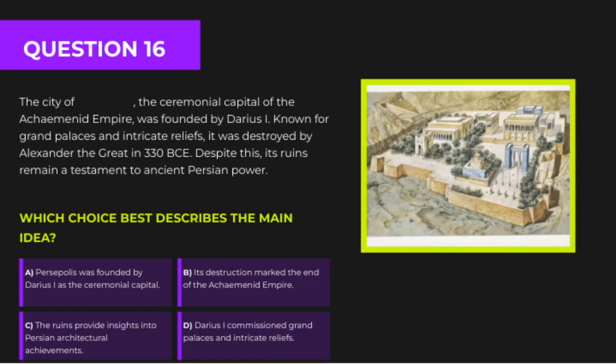Let's take a closer look at Persepolis, the ceremonial capital of the Achaemenid Empire. It was founded by Darius I, and this city truly reflects the grandeur of Persian civilization.